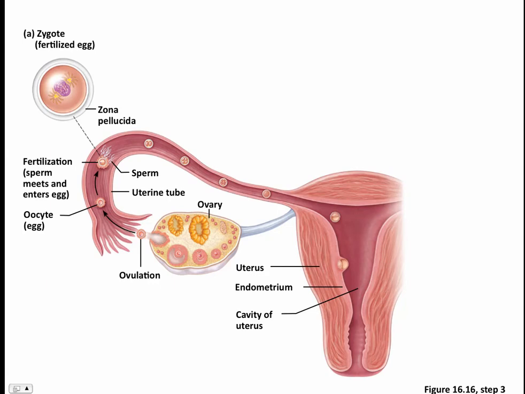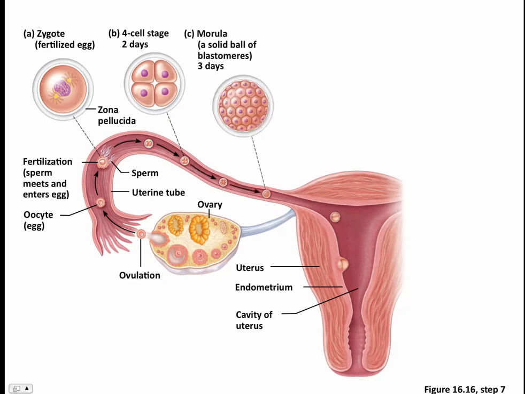And the zygote is undergoing cell division 24 hours after that fertilization. It'll form a 4-cell stage 2 days after fertilization, and then 3 days after, it's going to form a solid ball of blastomeres called a morula. We had that initially with that 16-cell stage, and then culminating in this massive ball of cells.